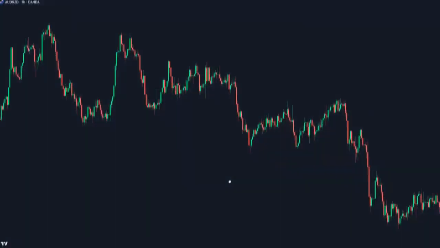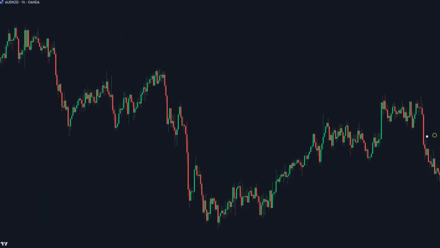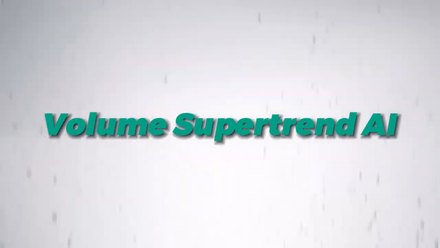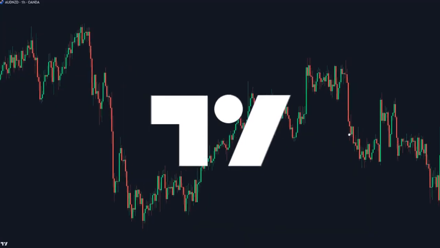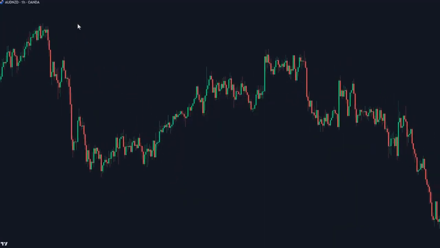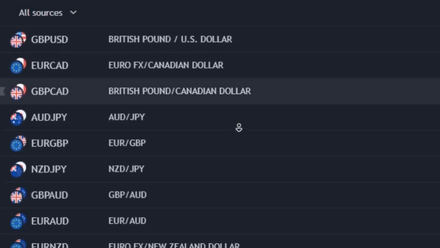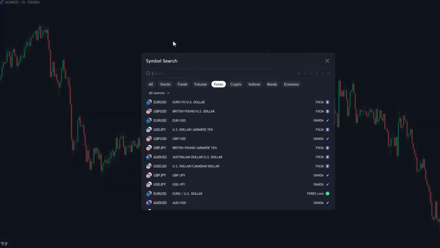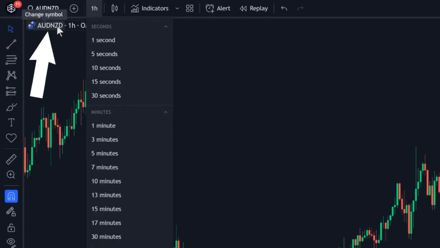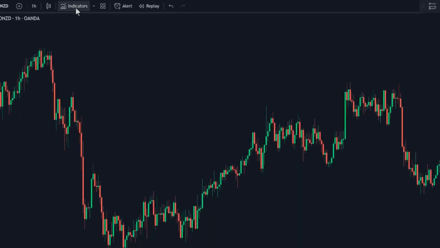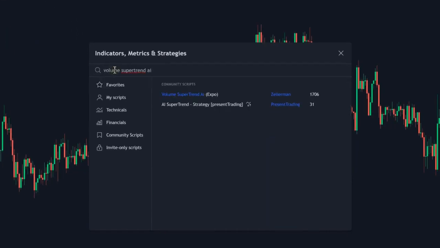Let's get into it. Now, the indicator that we're talking about is called Volume Supertrend AI. To add it to your chart, you're gonna go to TradingView. Then load the 1 hour time frame of any forex pair or trading security that you like. For me, I'm gonna be using the 1 hour time frame of AUD and ZD. Then click on Indicators, type in Volume Supertrend AI, select this one by Xiamen.